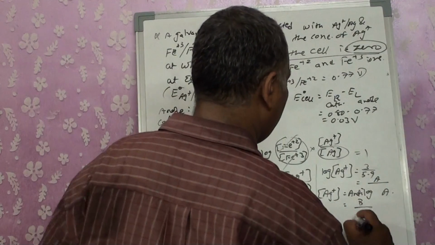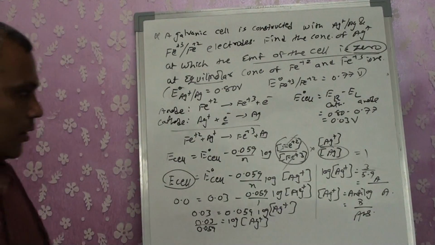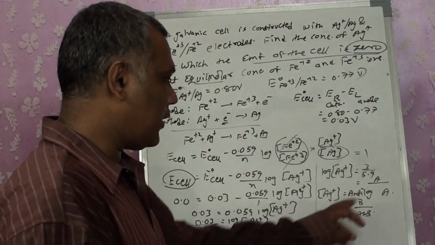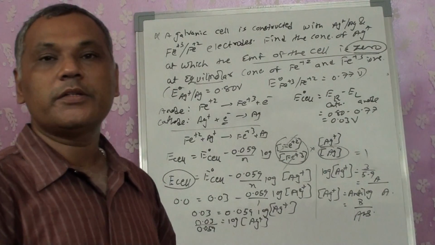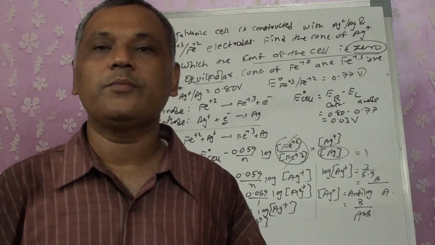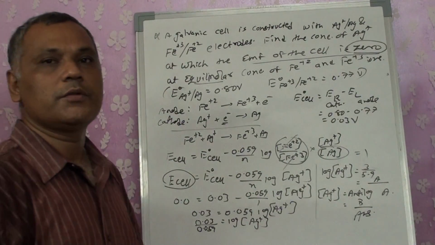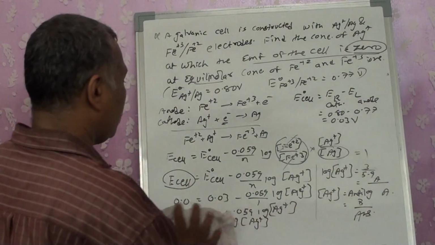That will be your answer. Find out the anti-log of whatever answer we are getting. We will be getting the concentration of Ag plus, at which the cell potential of the cell will become 0.0 volt. Okay, let's do it.